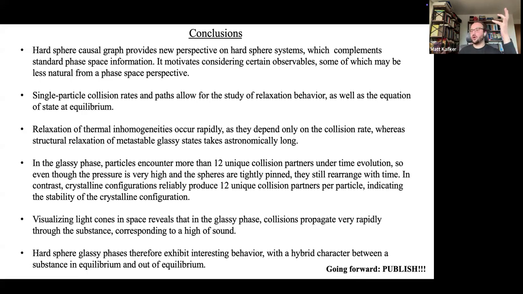And then if we look at the light cone, we can ask what the causal consequences of a given collision are. We see they propagate through the system in a somewhat regular manner, but the details depend on the spatial arrangement of the particles. So we can use that to compare and contrast the crystalline and glassy configurations. We see glasses very probably will have a higher speed of sound as a result of the collisions moving very quickly through the substance.